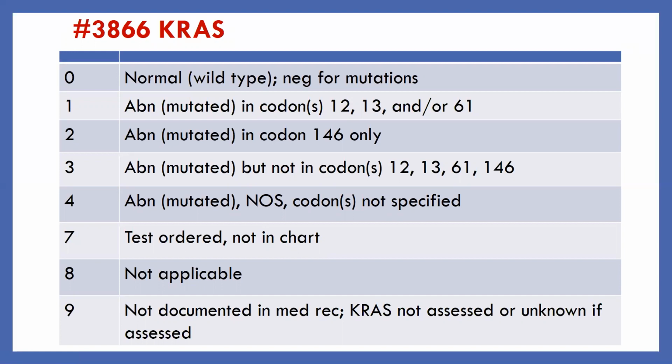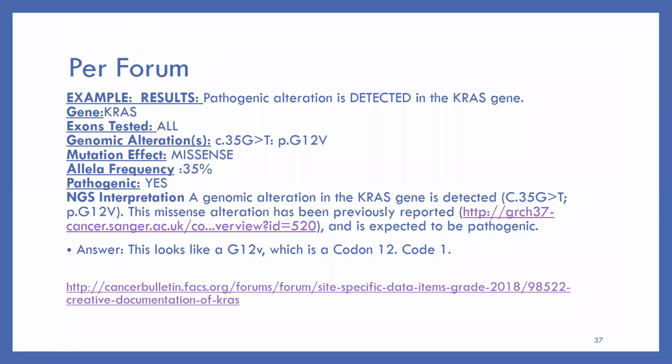Here's what we're looking for. We're looking for an abnormal or a mutated codon in the KRAS. So if the KRAS is reported as normal or wild type or negative for mutations, that would be a code 0. Unfortunately, the lab is not going to tell you the KRAS on codon 146 is mutated. It's going to take a little bit of digging, but SEER has clarified this area for us and will be giving us some better instruction on how to dissect that out.